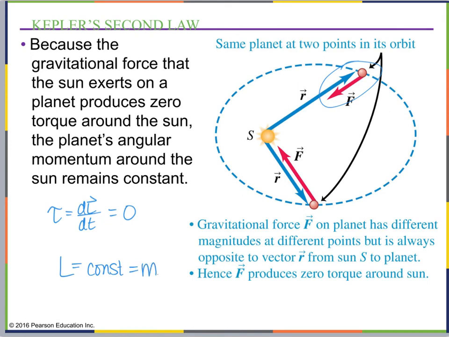The angular momentum of the planet is the mass of the planet times the radius, the distance of its orbit, times its speed. And so what happens is when the planet gets closer, when the radius gets smaller, the velocity gets bigger, and vice versa. It's just conservation of angular momentum.